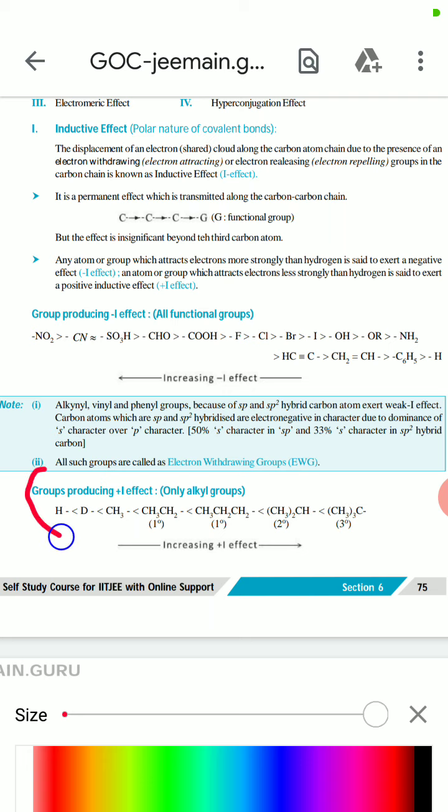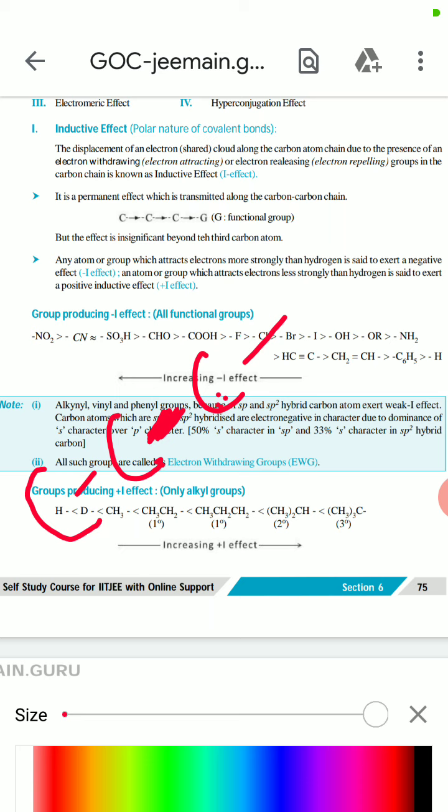Suppose we have a carbon chain. That carbon chain is non-polar because the electrons of this sigma bond cannot be attracted by this carbon or this carbon, because the electronegativity of both carbons is the same. So we can say that the carbon chain is non-polar.